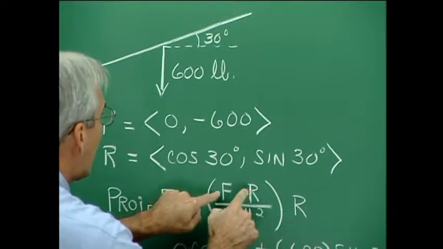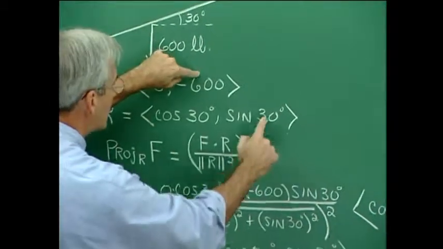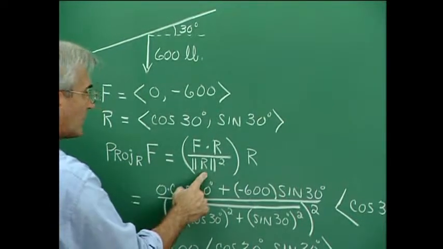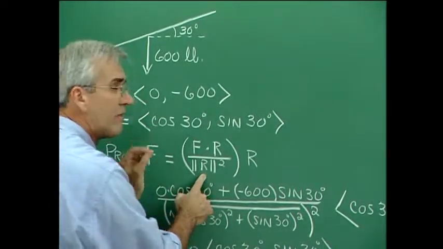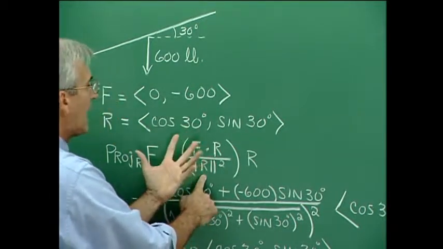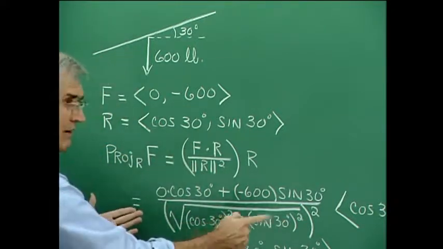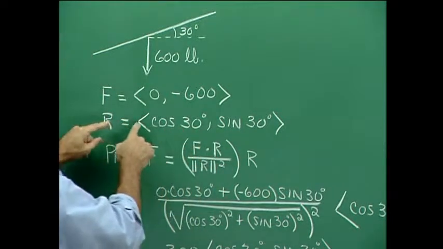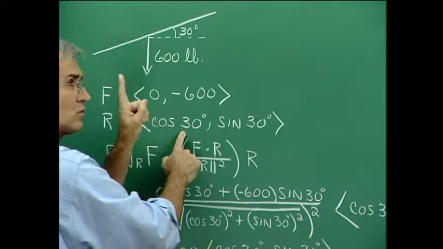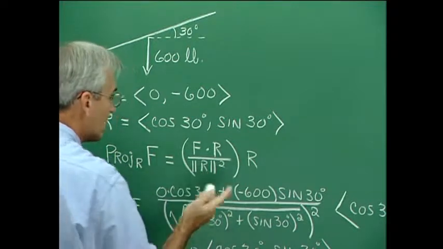Let's see what happens. We've got the dot product of these two. Well, that's 0 times cosine 30 degrees plus negative 600 times sine 30 degrees. That's what I have up here. Now, for the magnitude of r, if we think about this intuitively, it's pretty simple. If we're talking about a unit vector here, then the magnitude of a unit vector is 1. So all we have to do is put 1 squared down here, or simply 1 in this denominator.